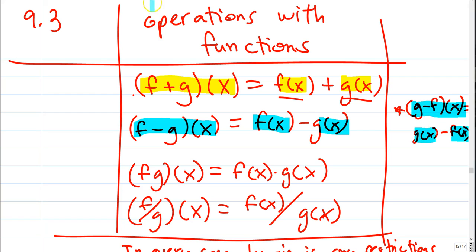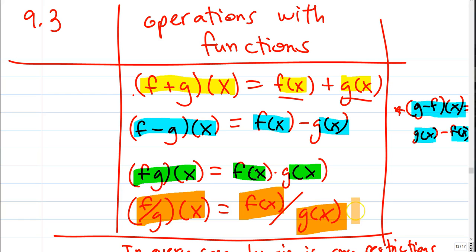Okay? f times g, that means I'm taking the two functions and separately multiplying them. And last, f over g means we're what? I don't know, running out of colors, right? Ooh, that's horrible. That's all right, I'll leave it anyway. f of x over g of x.